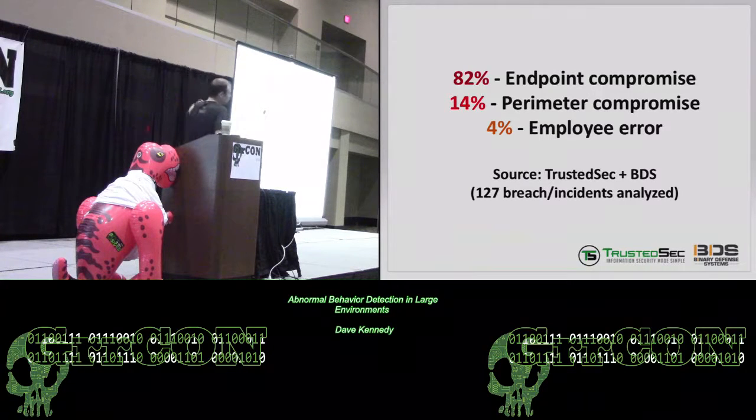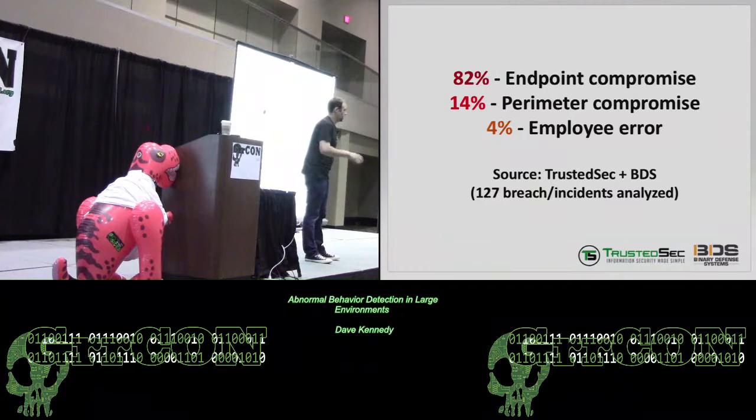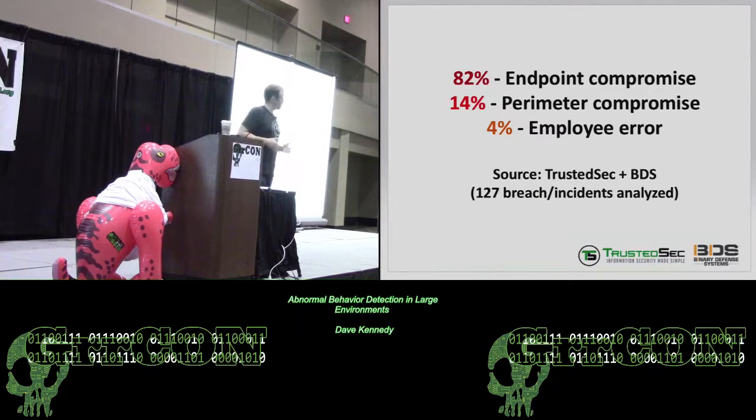But the endpoints end up being the most challenging one for us because of the users themselves. Let's say you have a deployment population of 500 people. I send a phish to 2 people. It doesn't work. Well, I just send it to 2 more, and 2 more, and 2 more, until I get that one person to click a link.